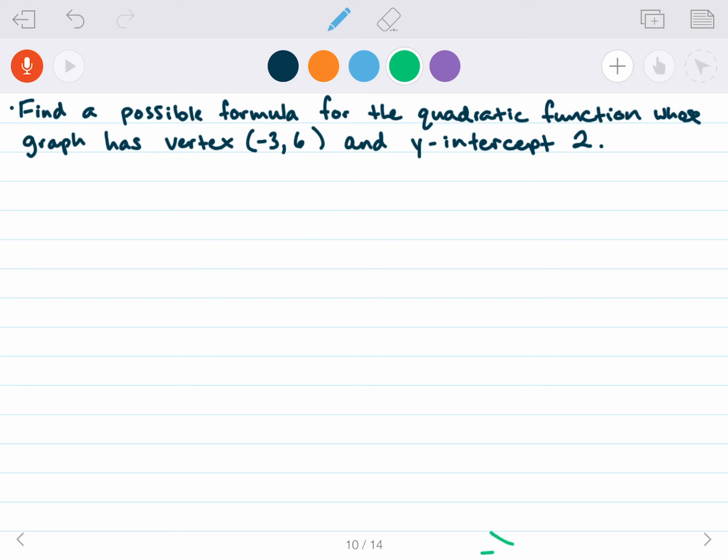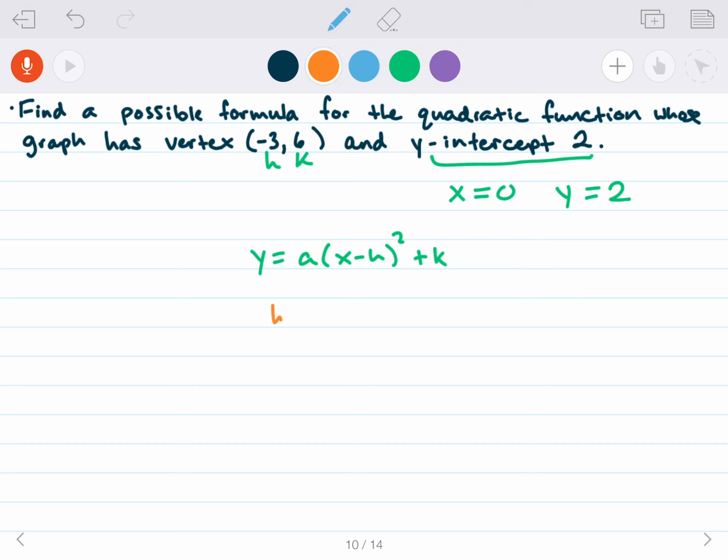So again, we're trying to find a formula for a quadratic, and since we're given a vertex, chances are vertex form is going to be the most helpful thing here. Now again, they tell us the y-intercept is 2, and that means when x is 0, y is 2. That's the definition of that. So again, our vertex form is y equals a times (x minus h) squared plus k. And what I'm going to do is plug in all of my values and solve for a, just like I did before.